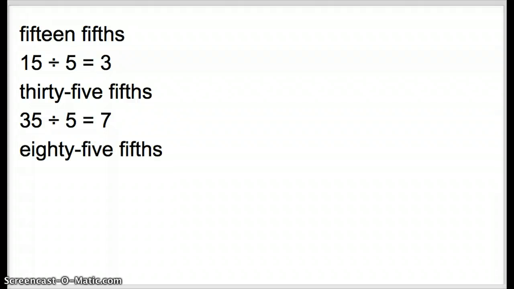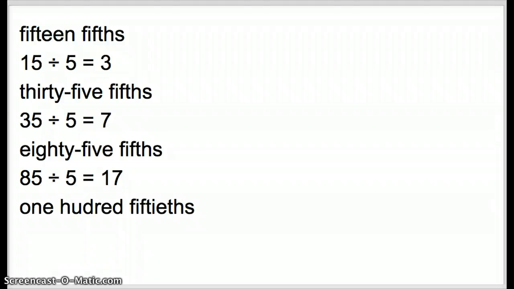85 fifths. This is going to take a little bit longer. Counting by 5 to get to 85 is one way. Think about how many times 5 goes into 85. 85 divided by 5 is 17. 100, I should say 100. Let me add that.